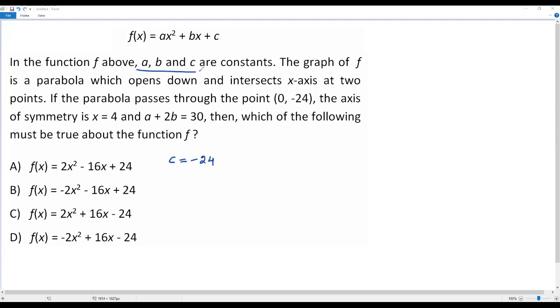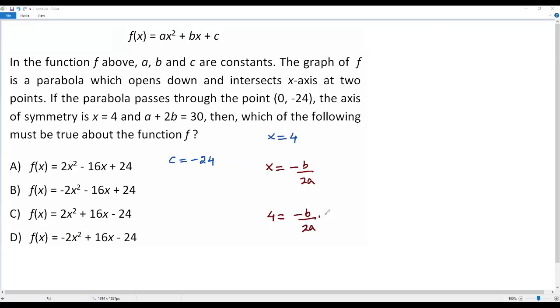So I got the value of the constant c. I need to find the values of two more constants, a and b. For that, let me consider the axis of symmetry, x equals 4. When the quadratic function is given in general form, f(x) equals ax squared plus bx plus c, the formula for the axis of symmetry is x equals negative b over 2a. We can plug in 4 for x, and I get 4 equals negative b over 2a.